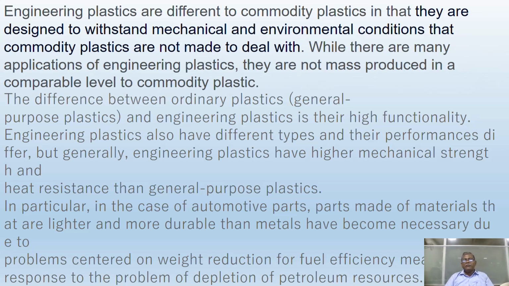Engineering plastics are different to commodity plastics in that they are designed to withstand mechanical and environmental conditions that commodity plastics are not made to deal with. While there are many applications of engineering plastics, they are not mass produced at a comparable level to commodity plastics. The difference between ordinary, general purpose plastics and engineering plastics is their high functionality. Engineering plastics also have different types and their performances differ, but generally engineering plastics have higher mechanical strength and heat resistance than general purpose plastics.